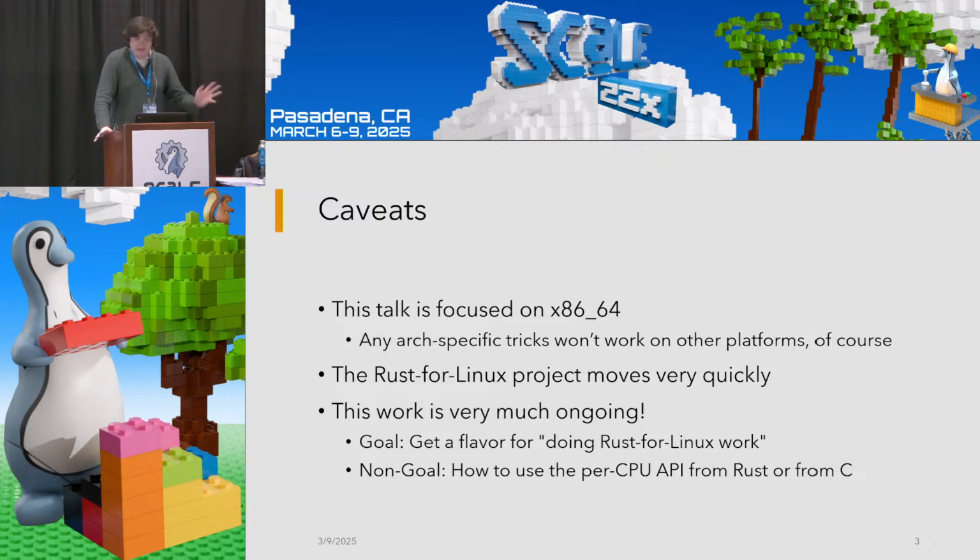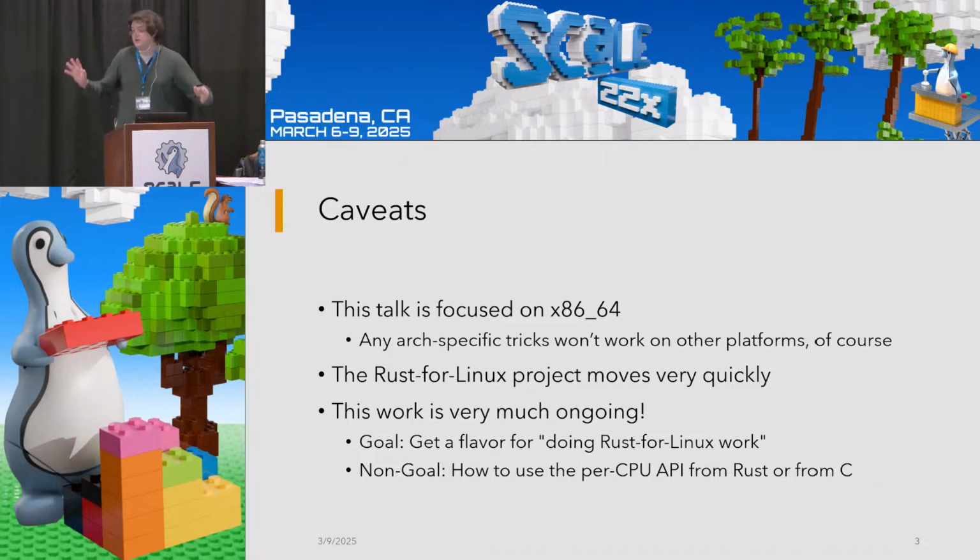So before I get into the main body of the talk, I do want to have some caveats. All of this is focused on x86-64. Rust for Linux does support other architectures. The work that I'm talking about here doesn't yet. A lot of this involves architecture-specific tricks and optimizations, and of course, any of that won't transfer over to other architectures. I also want to point out that the Rust for Linux project moves really, really quickly, especially compared to a lot of other kernel subsystems. And all of the work that I'm talking about here is very much ongoing.